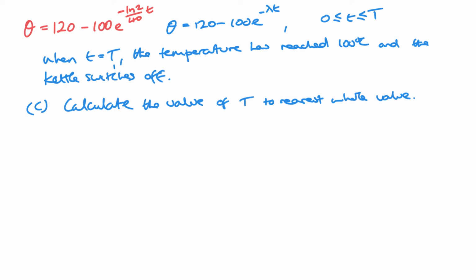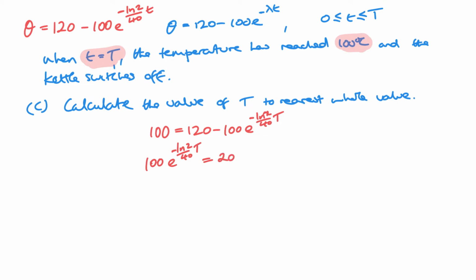So part C, now you can see I've replaced my value of lambda in, and we've got 100 degrees and we want to find capital T. So 100 is equal to 120 minus 100e^(-(ln 2 / 40)T). So rearranging, I get 100e^(-(ln 2 / 40)T) = 20.